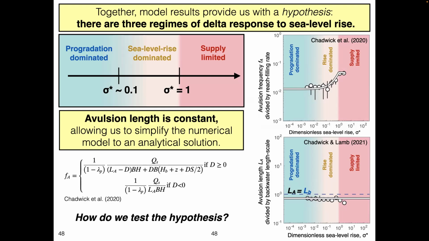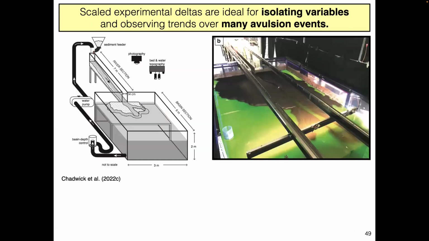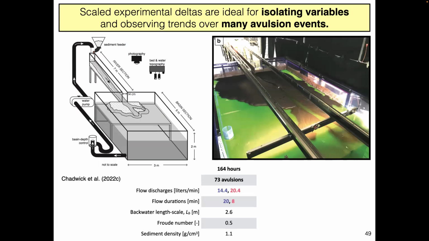But this is a bunch of modeling work, and it's really at some level just a hypothesis. So the next step is, how do we test this hypothesis? And one way to do this is to go to the lab. So we ran scaled experimental deltas, and these are really great for isolating variables like sea level rise and also looking at trends over many avulsion events. So here you can see this example.